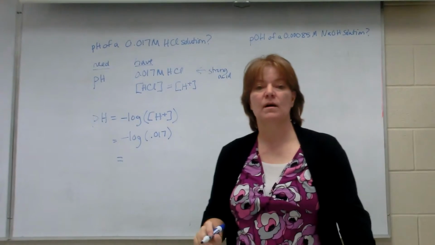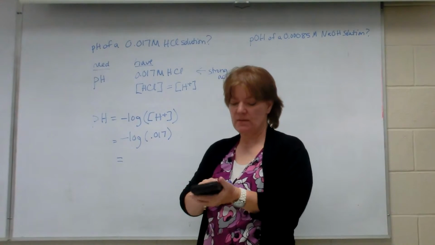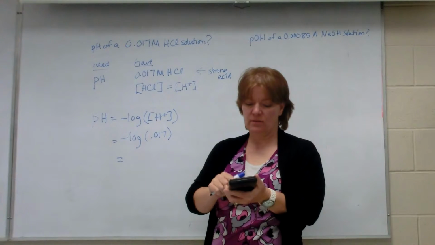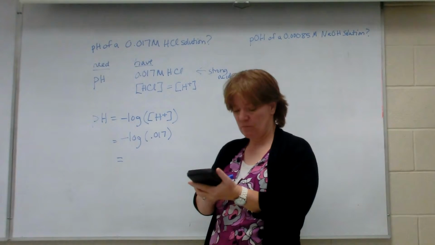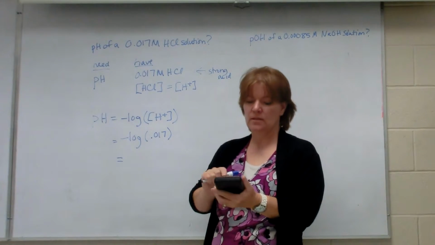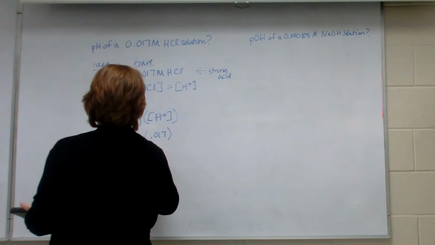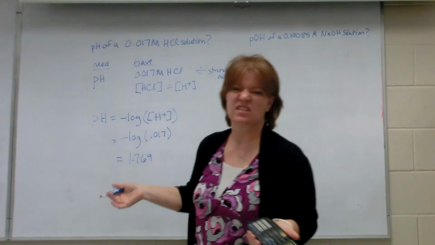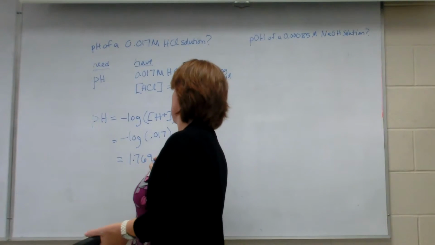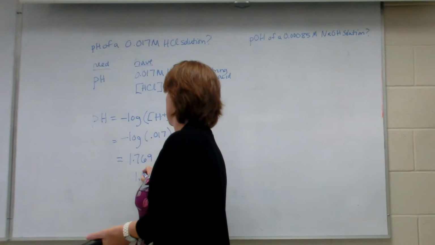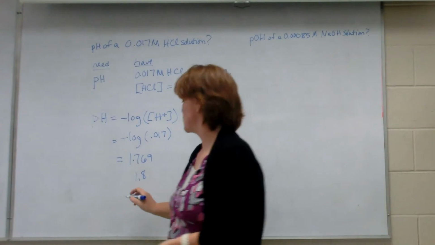And if I do this on my computer, so if I type in negative log 0.017, I will get that this is equal to 1.769. We can usually just keep 1 or 2 decimal points. So the pH is equal to 1.8.